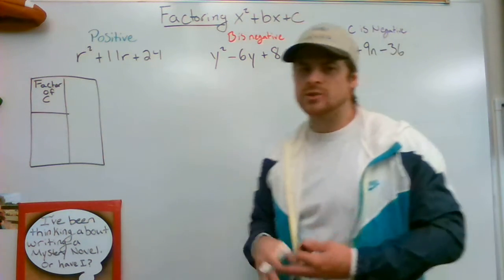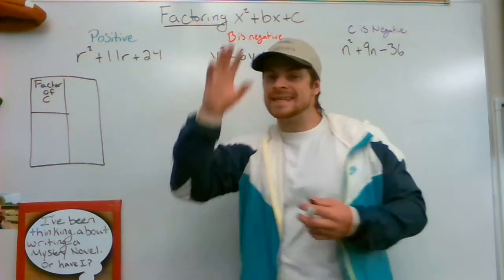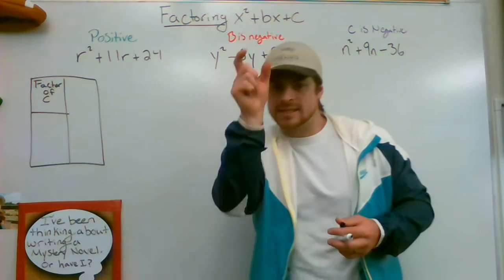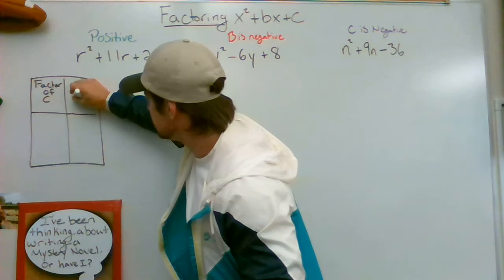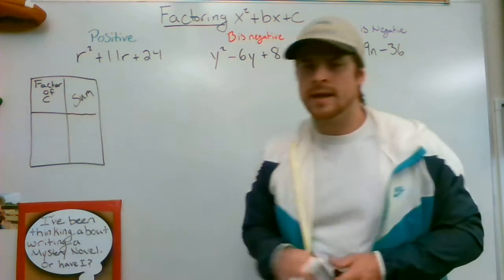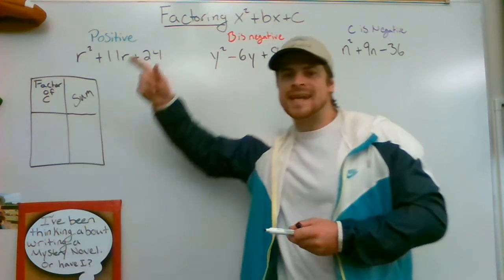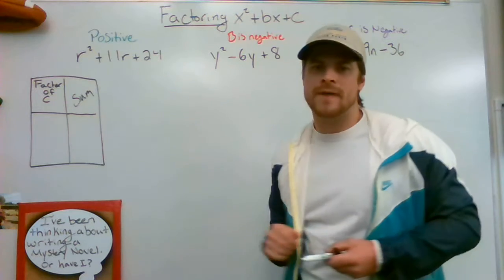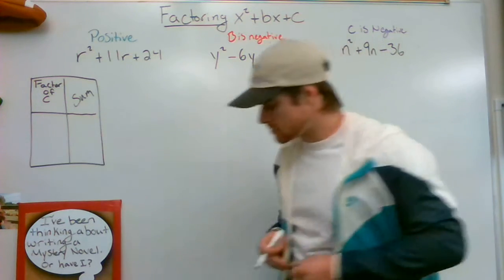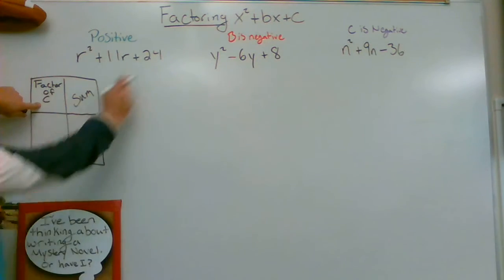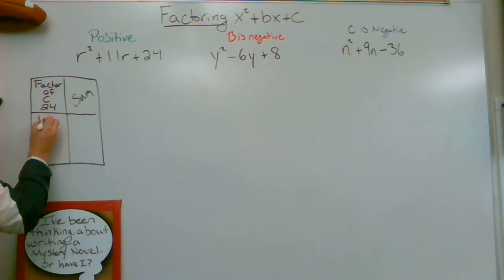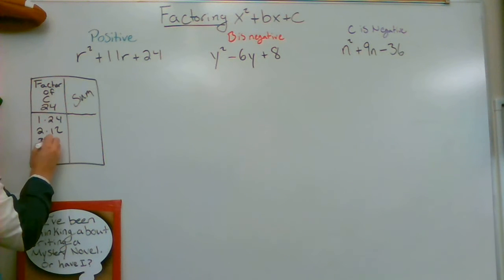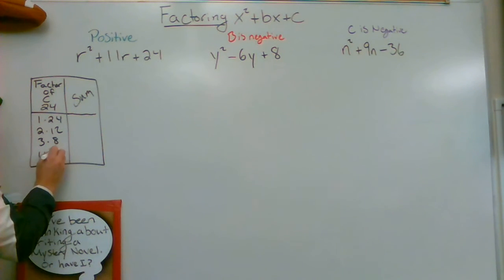So what are the factors of 24? List each one of those out, and then all we have to do over here on the right side is find the sum of each one. And this table is going to give us exactly what our result should be for the factoring of that trinomial. Okay, let's get started by writing out our factors of c, in this case 24. So we're going to say 1 times 24, 2 times 12, 3 times 8, and 4 times 6.